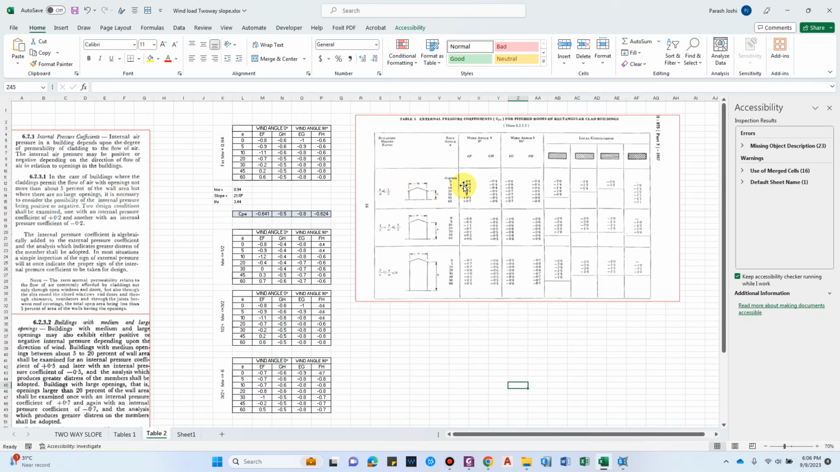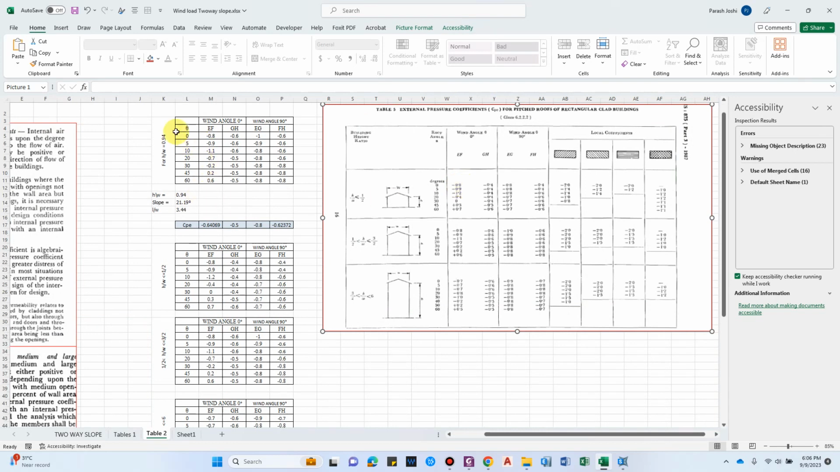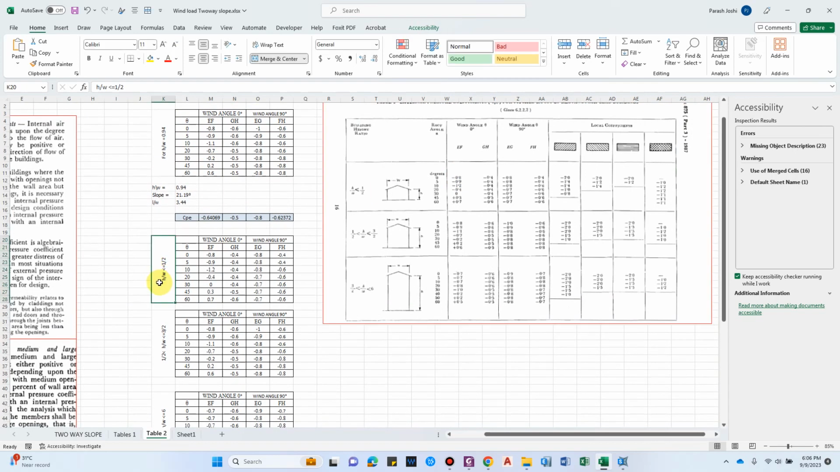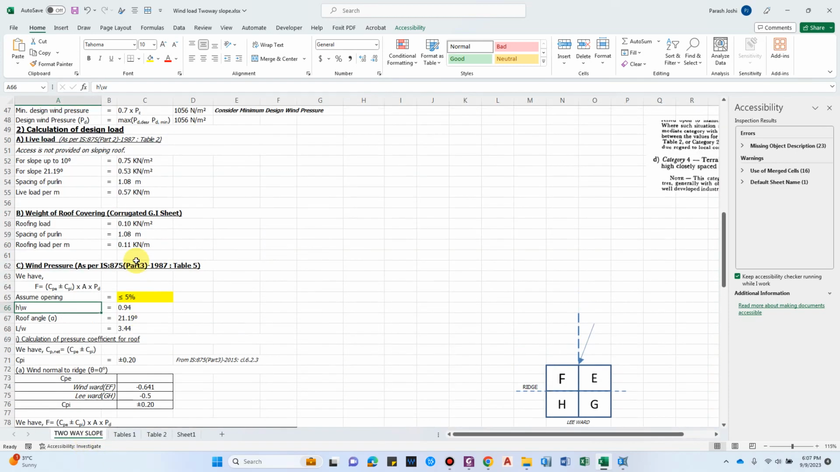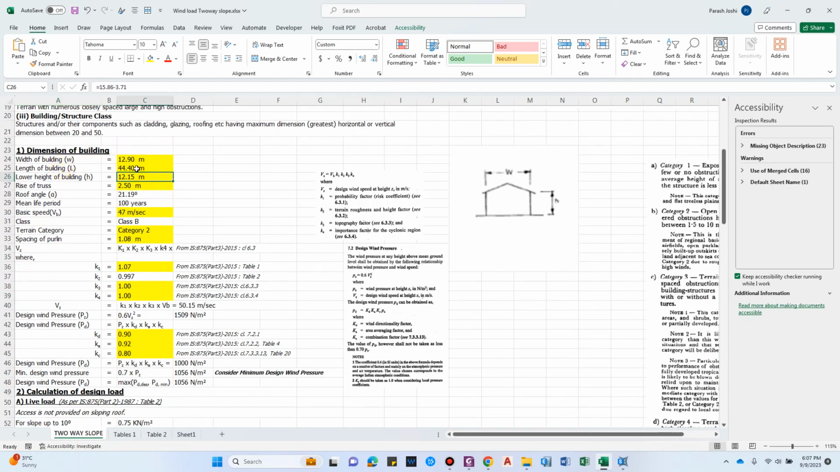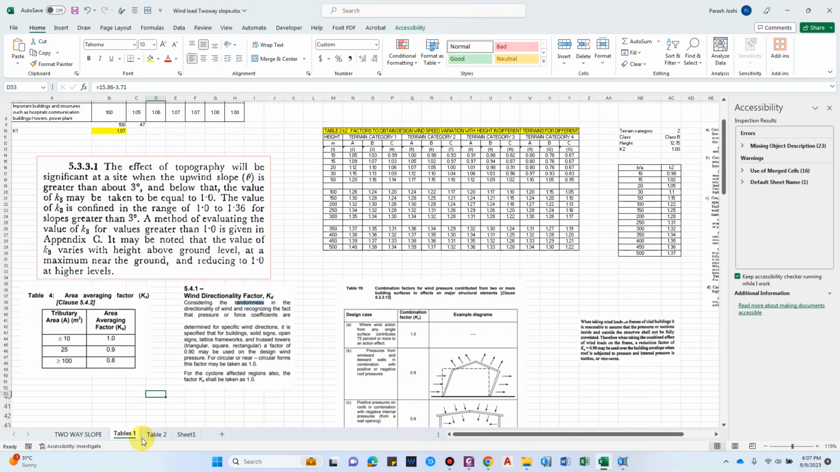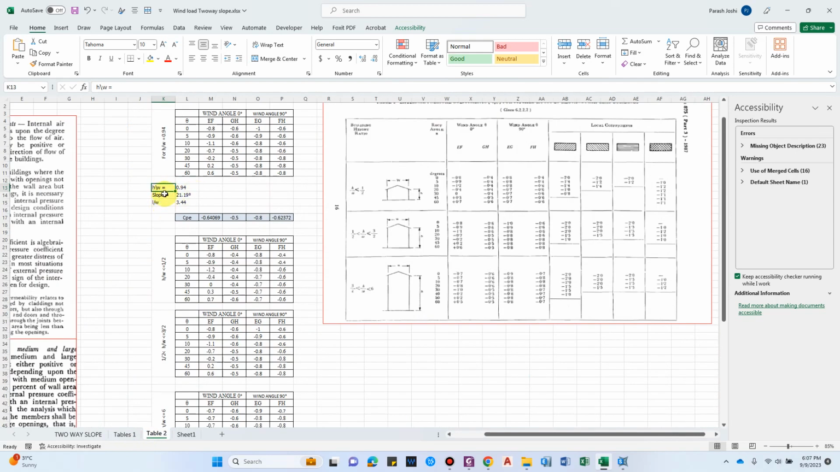Now going back to this side, I have made a table like this. H by W less than 0.2, so we have these parameters EF, GH, something like this. For H by W, the height is 12.15 and the width of the building is 12.9. So that gives us the H by W ratio as 0.94. Slope is 21.19 degrees.